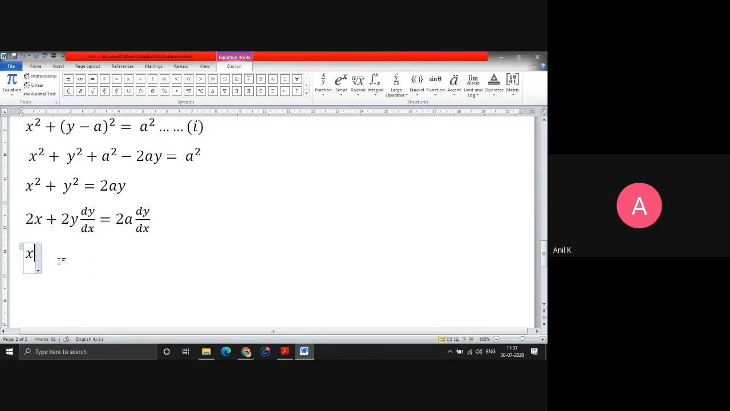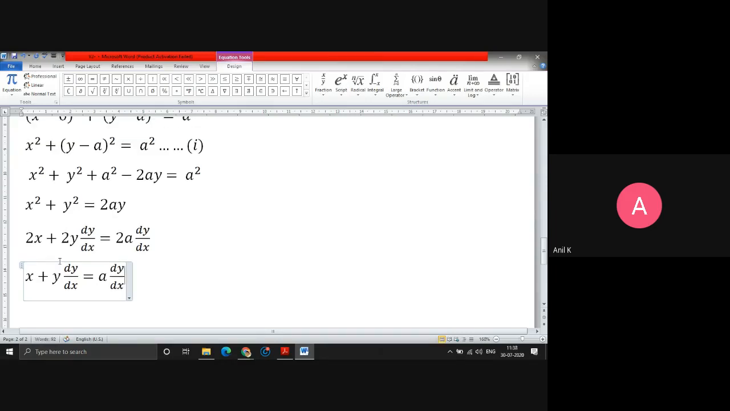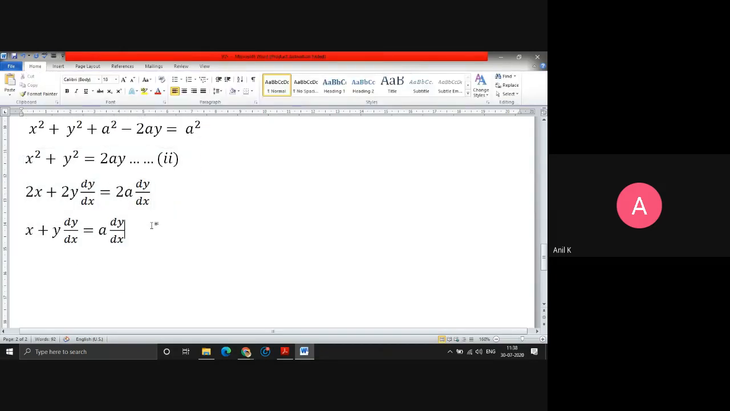So after this, what do you get? X plus y dy by dx is equal to a dy upon dx. Now from here you can get the value of a and substitute in this equation. Maybe you can call this equation number 2. Get the value of a here. What will be the value of a here? X plus y dy by dx upon dy by dx equals a. So get the value of a and substitute here, then simplify, so that your equation will not contain any a values.